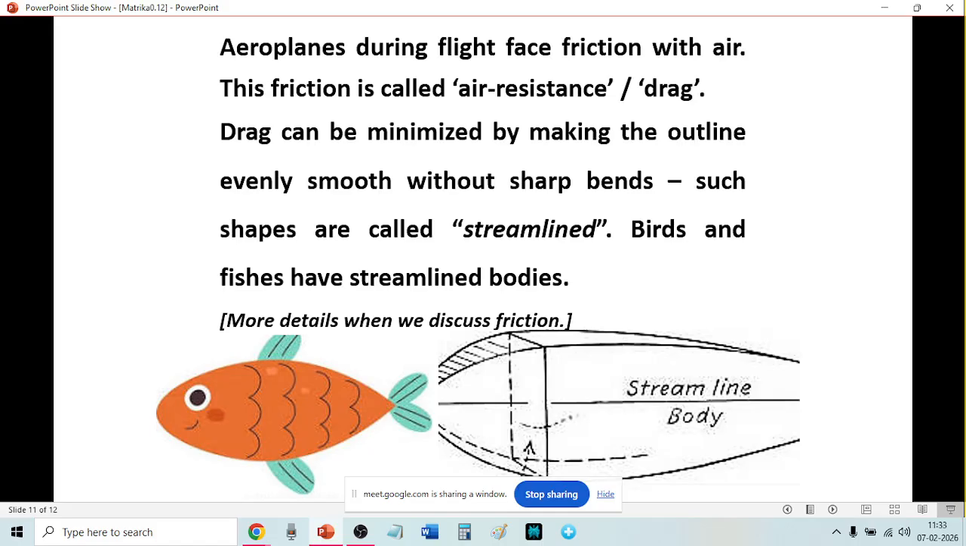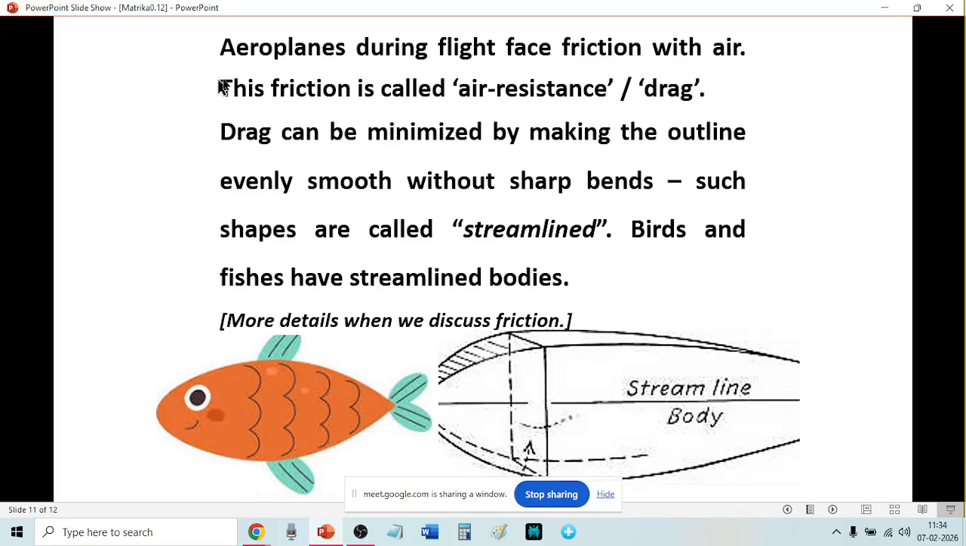Two forces in the same direction, you add them: 10 newtons and 15 newtons, 10 plus 15. If they are in opposite directions, subtract: 30 and 25 in opposite directions, 30 minus 25, 5 newtons. So for forces in opposite directions you subtract, and for forces in the same direction you add. Right?